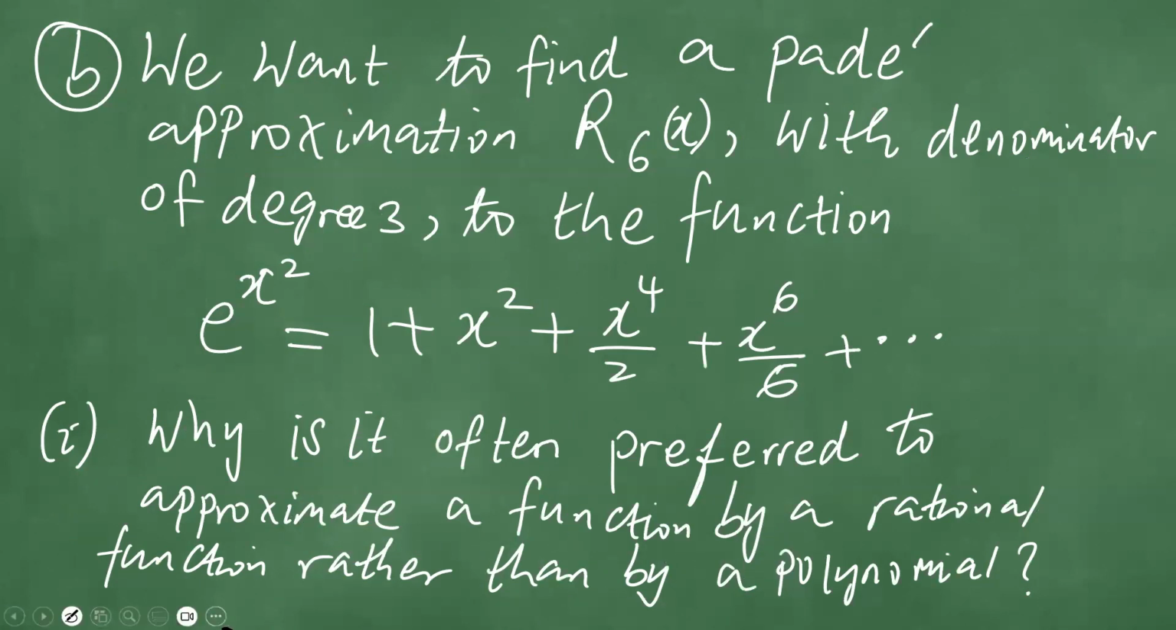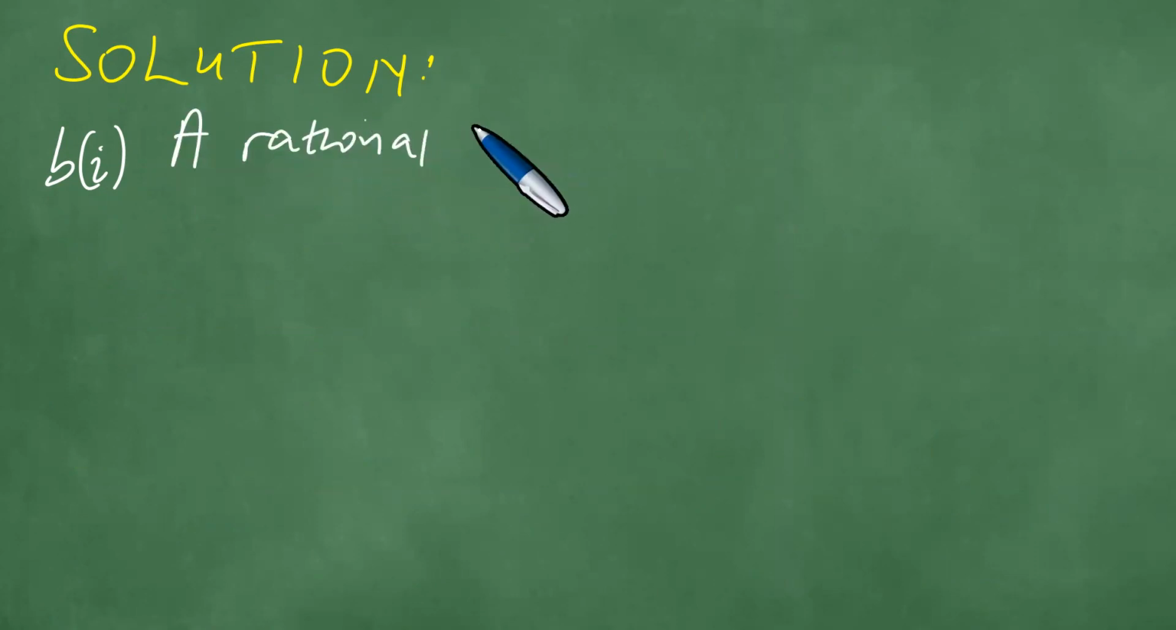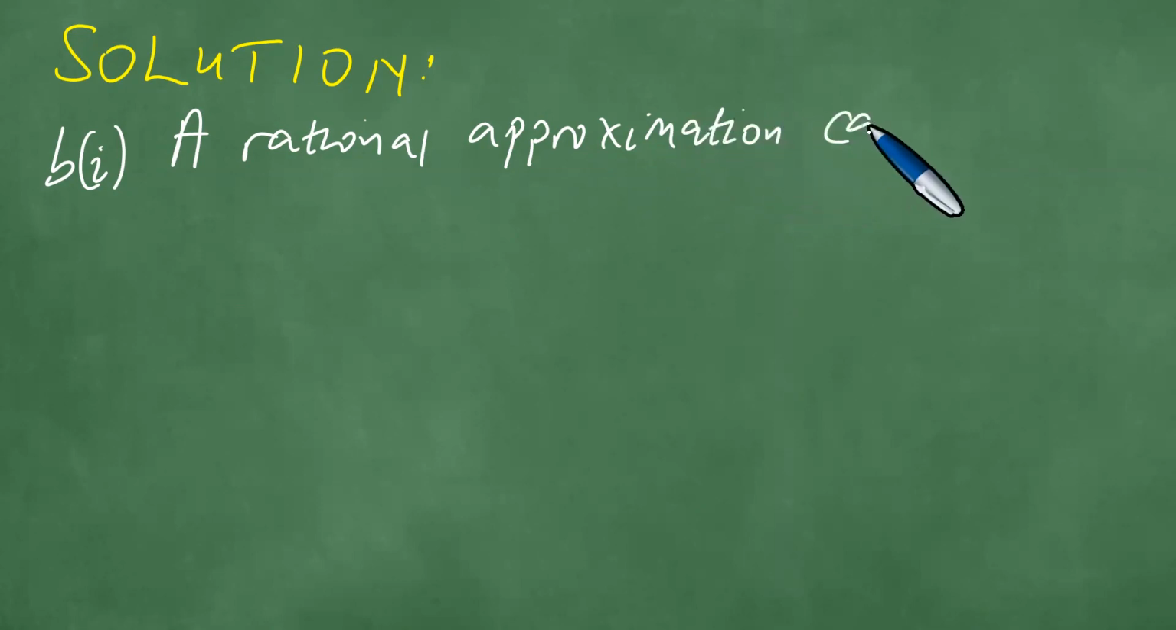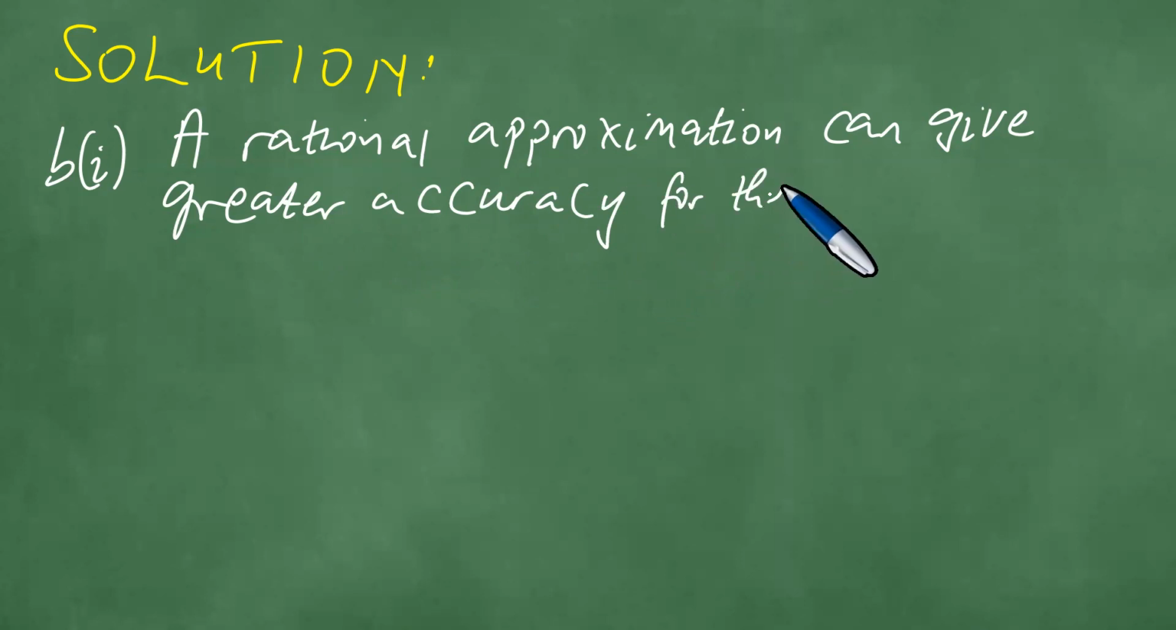Why is it often preferred to approximate a function by a rational function rather than a polynomial? Why rational? Why not just use a polynomial instead of a rational function? Solution to this. That is part B, first Roman figure. A rational approximation can give greater accuracy for the same number of coefficients.